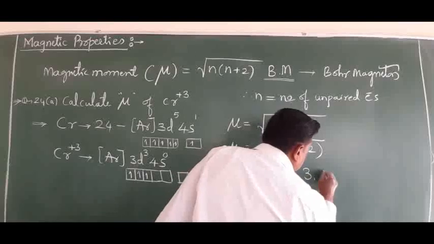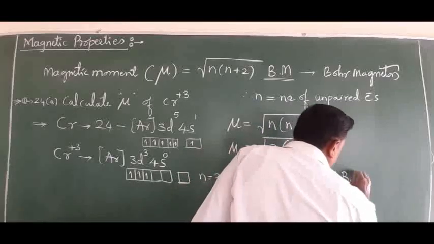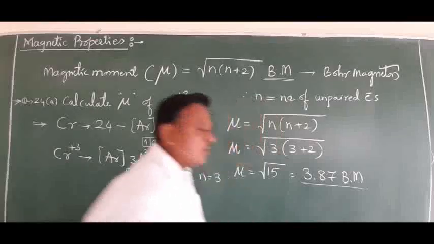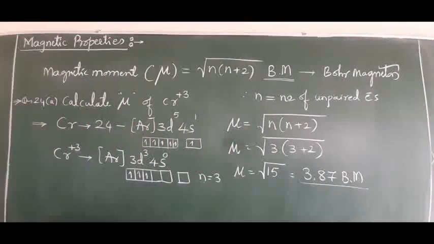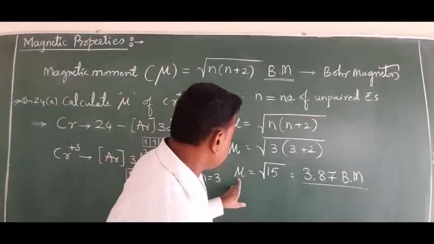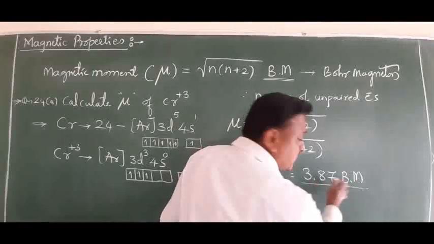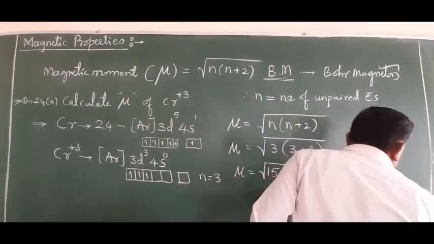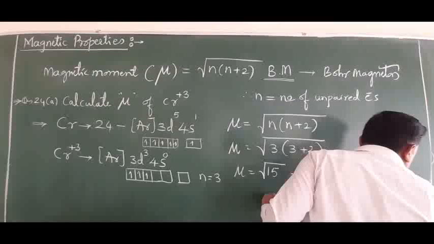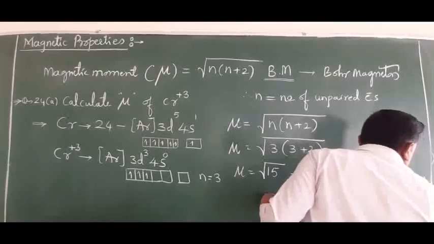You will have a simple calculator. As I know, this is the value for chromium plus 3. What is the magnetic moment value? The magnetic moment value of chromium plus 3 is 3.73. If you get a fraction or a result like this, the compound is para. You know, this is a paramagnet.